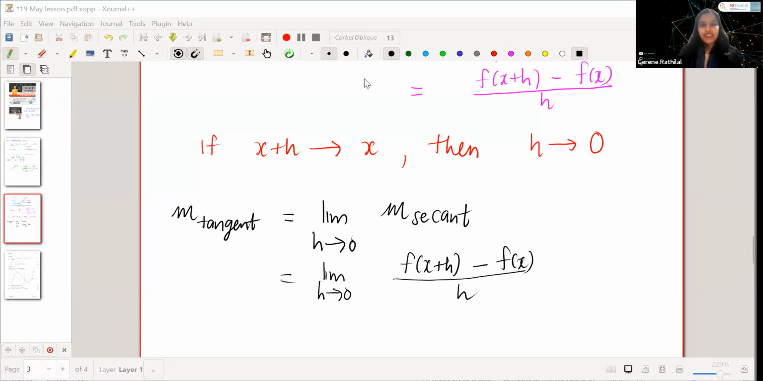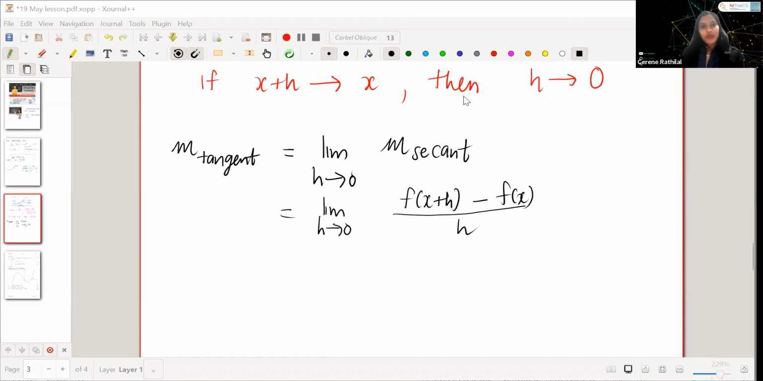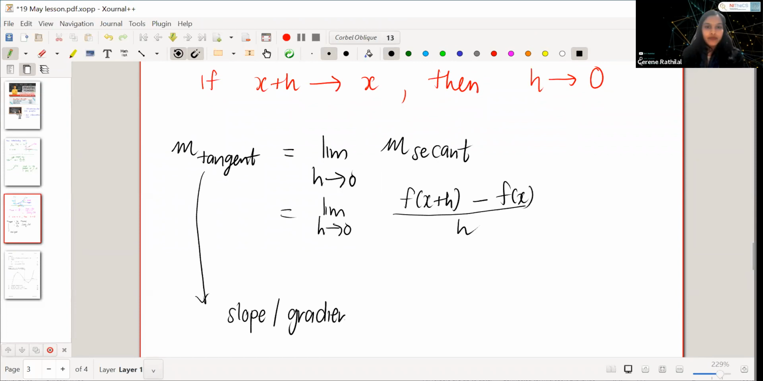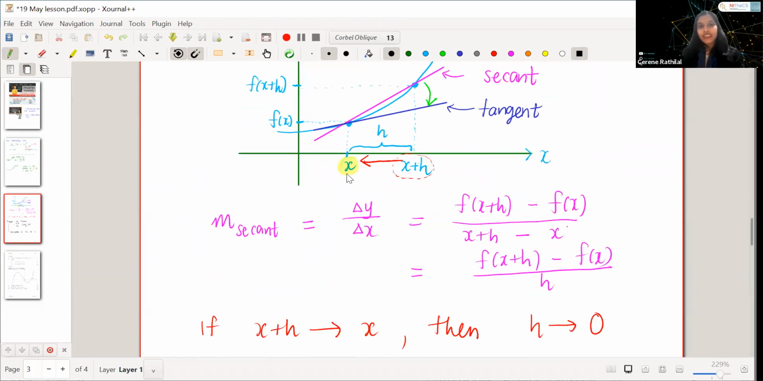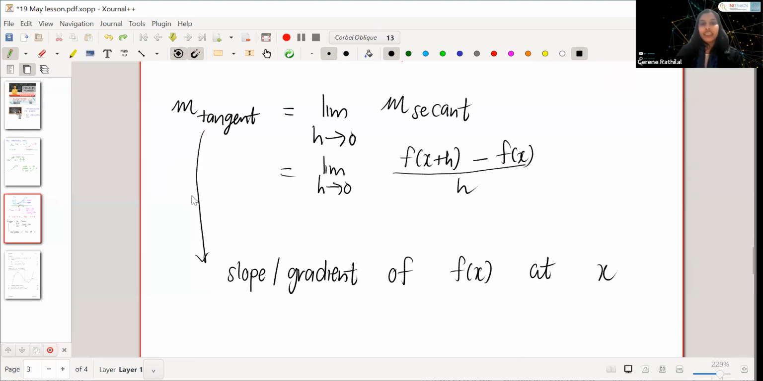Okay, and so this here is what we refer to as, so this is telling me what is the slope or the gradient of f of x at x, because that's what we did. We focused at point x. That's where all of our attention was. And so this formula that we've derived here at the bottom gives you the slope of f at x.